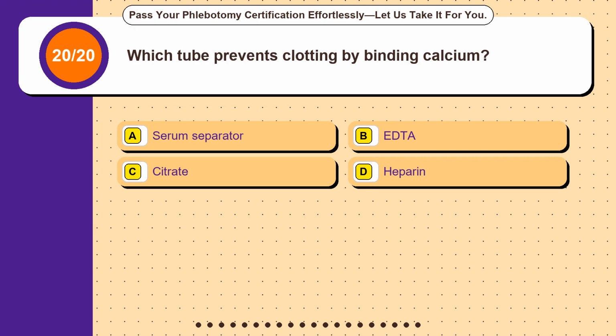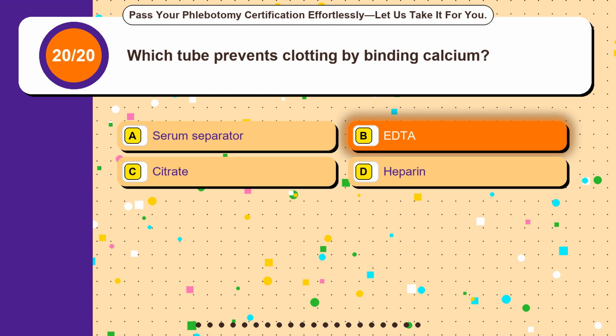Question 20. Which tube prevents clotting by binding calcium? Option A, serum separator; option B, EDTA; option C, citrate; option D, heparin. The correct answer is option B, EDTA.